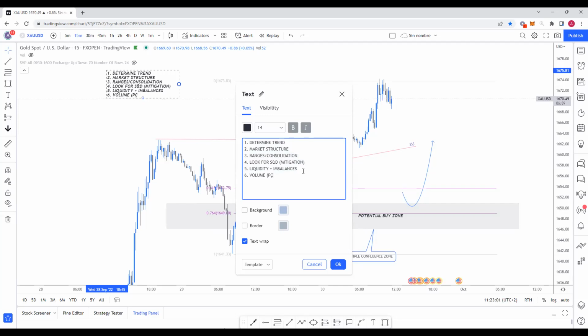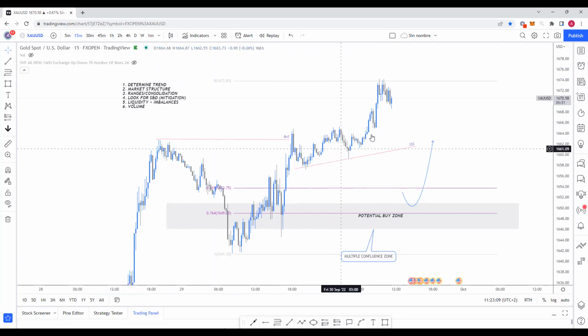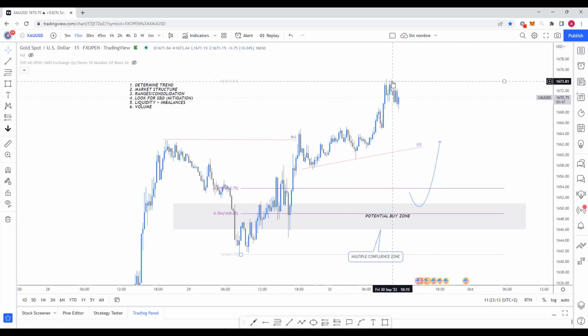Well, volume in general, okay, this includes point of control and the general volume. You want to make sure the next step is volume. The next confluence is volume. You want to make sure that when you're trading, it's in hours where there's loads of liquidity, loads of volume in the markets, okay?